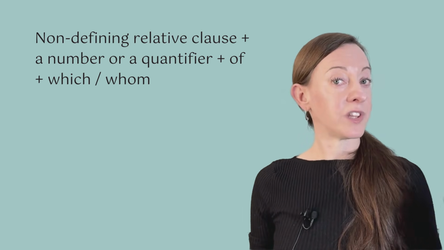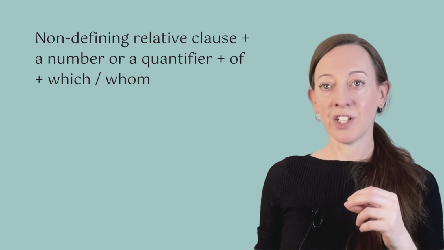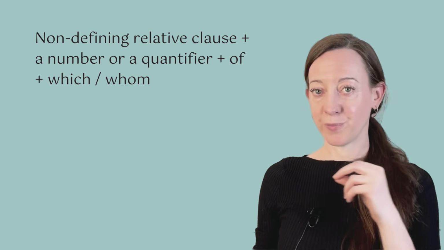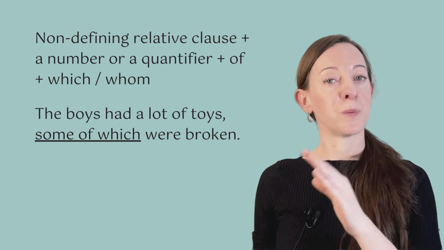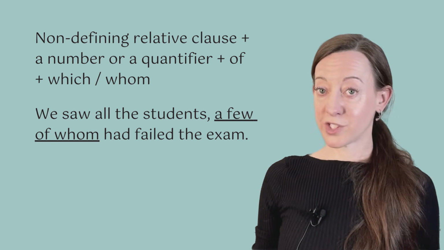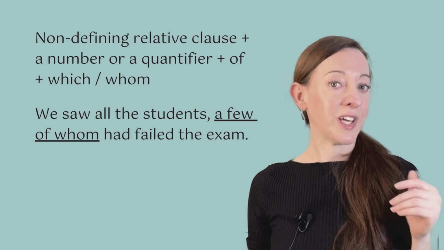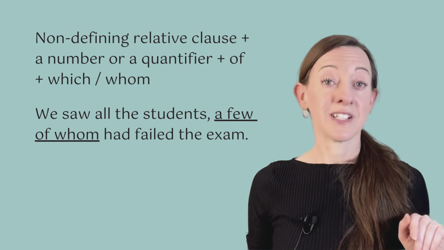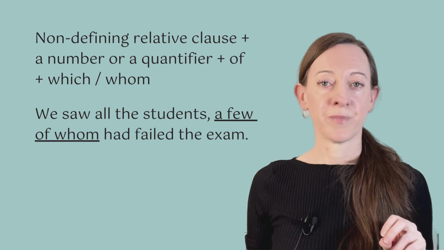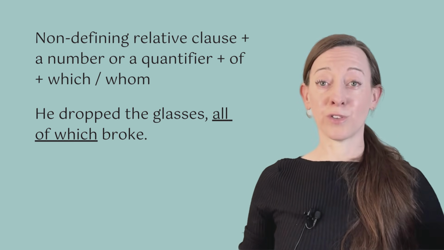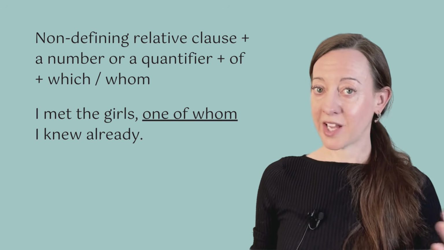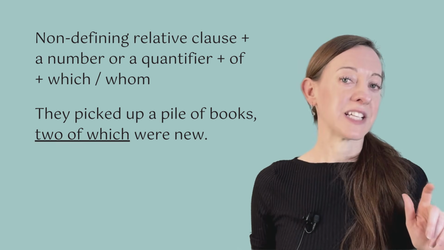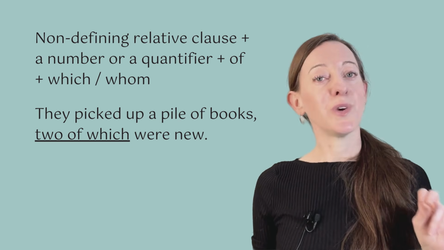We can use a non-defining relative clause with a number or a quantifier with of and which or whom. The boys had a lot of toys, some of which were broken. We saw all the students, a few of whom had failed the exam. Again, because there is whom, it sounds quite formal. He dropped the glasses, all of which broke. I met the girls, one of whom I knew already. They picked up a pile of books, two of which were new.